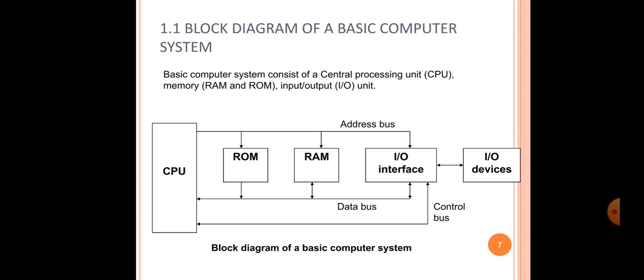Now there is the CPU. The CPU is the central processing unit. Whatever the input, output and commands are, everything is given to the CPU, and the CPU executes the program, performs the operation, and gives the output on the particular devices.